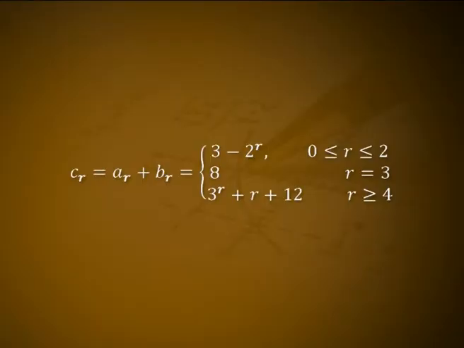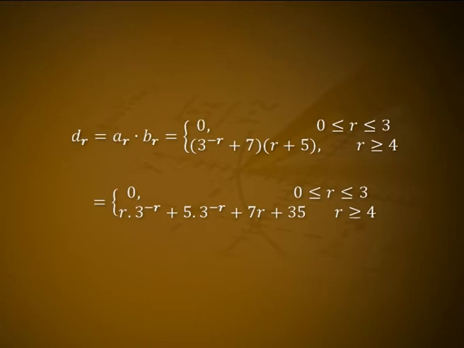Solution. Let c be the sum of the two functions a and b, then c(r) is equal to a(r) + b(r), which is given by 3 - 2^r for 0 ≤ r ≤ 2, 8 for r = 3, and 3^(-r) + 12 for r ≥ 4.